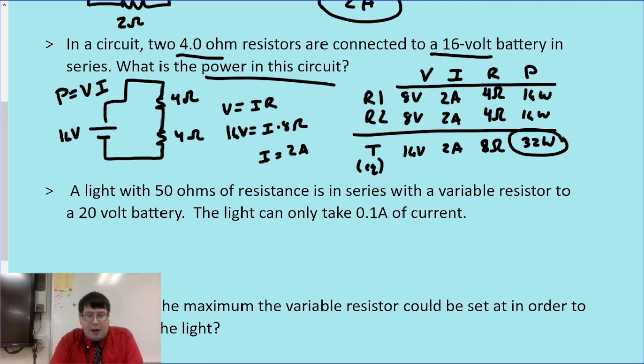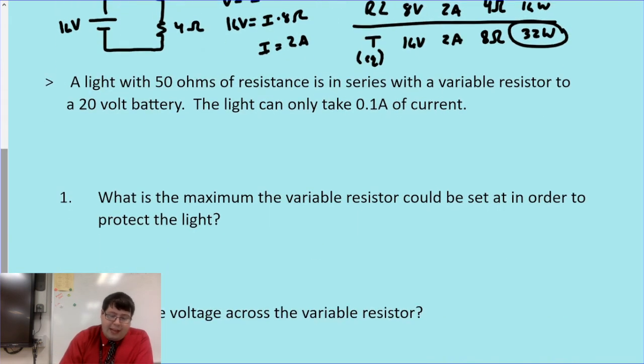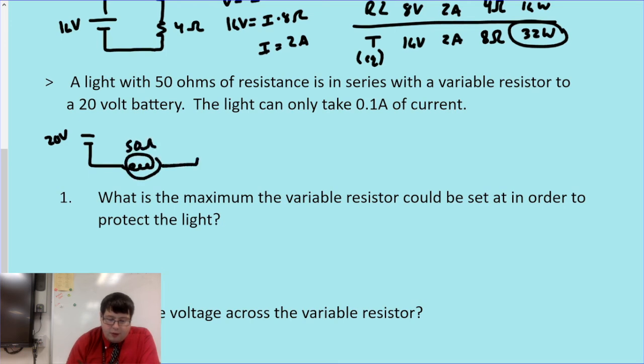Okay, let's go ahead and apply this to one last problem. We have a light with 50 ohms of resistance in series with a variable resistor to a 20-volt battery. The light can only take 0.1 amps of current. So to draw out my circuit here, 20-volt battery hooked up to a light that is 50 ohms, and then a variable resistor right there.